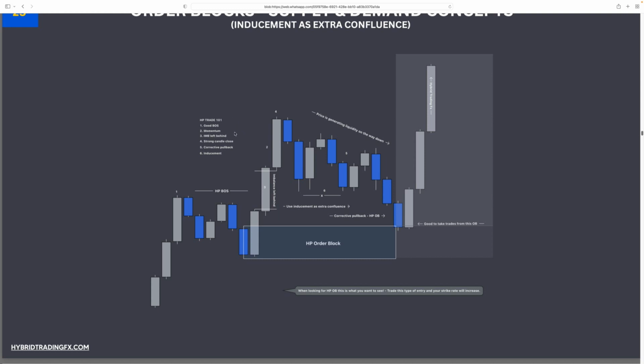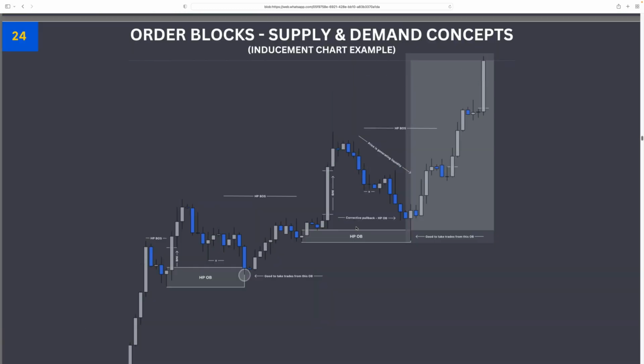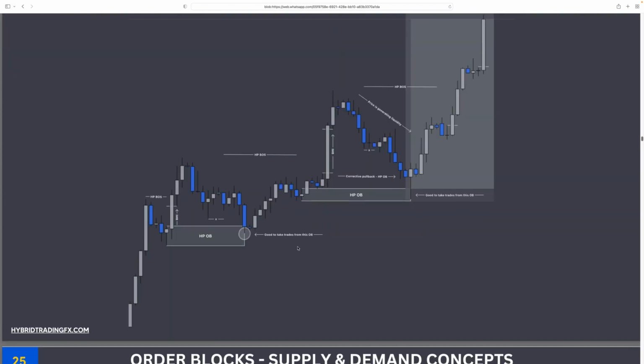You have good BOS, momentum, imbalance behind, strong candle close, corrective pullback, inducement. Perfect. Again, go ahead and read everything, study it and apply it on charts. We have a chart example here, guys.